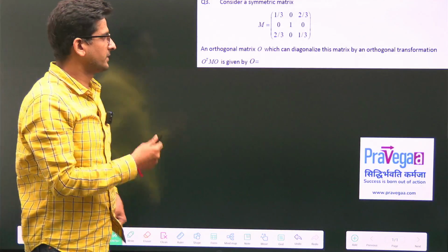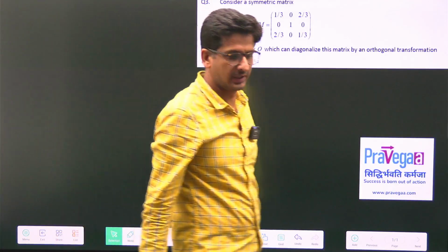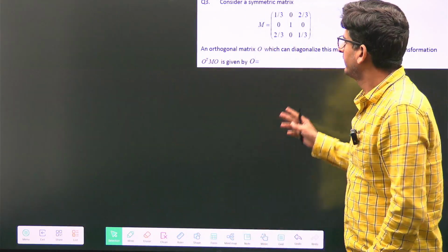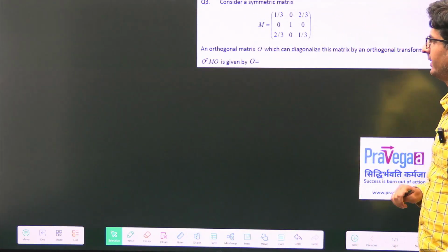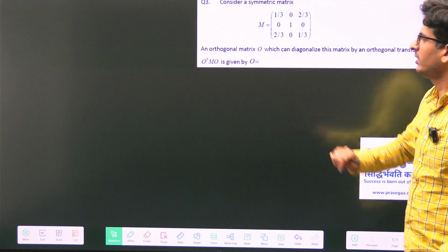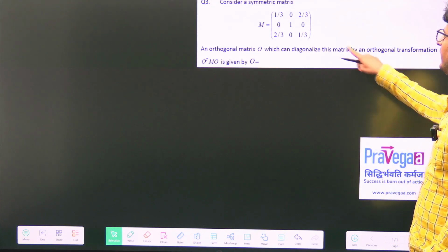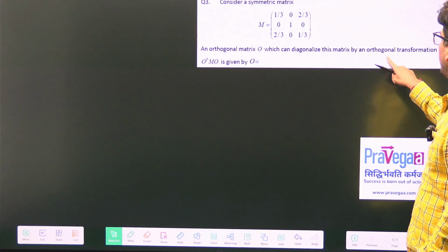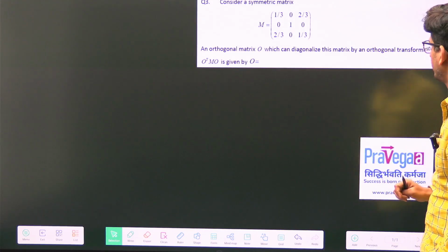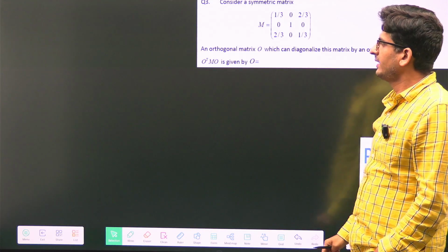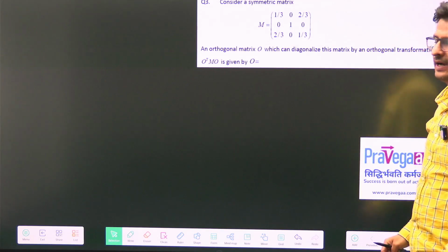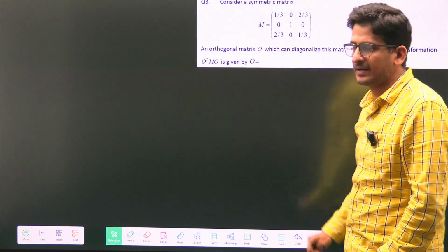So this is a question from TIFR 2023. A symmetric matrix is given, and they want an orthogonal matrix O which can diagonalize this matrix by an orthogonal transformation O^T M O, and they want that matrix O.